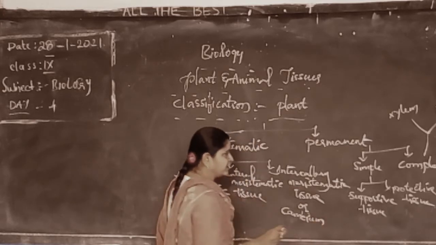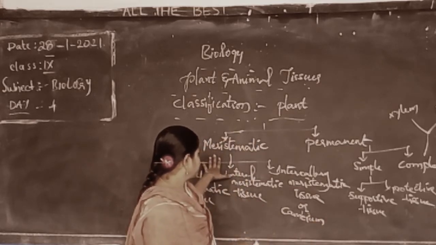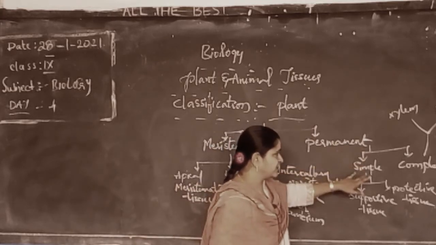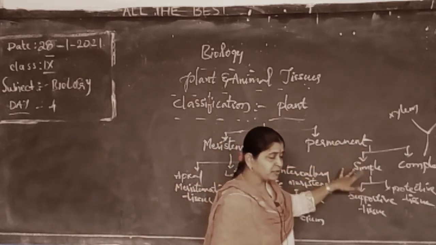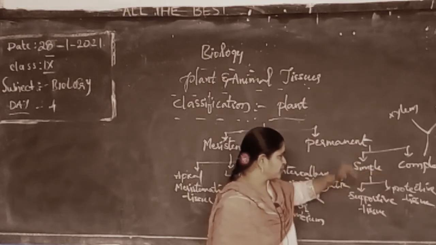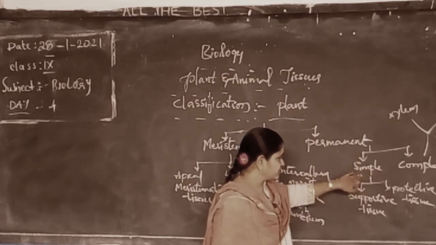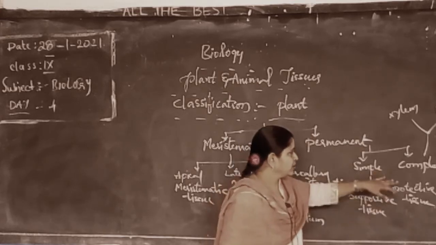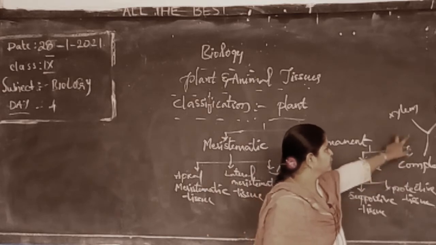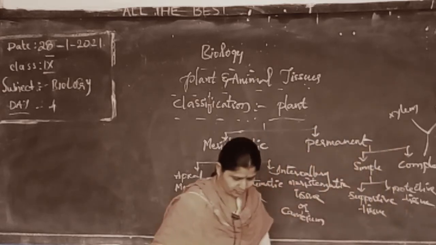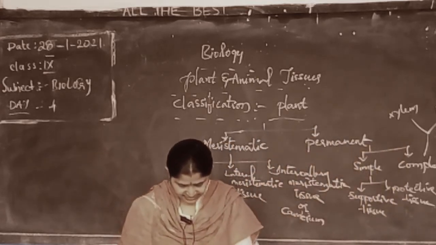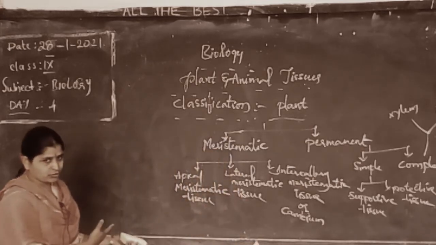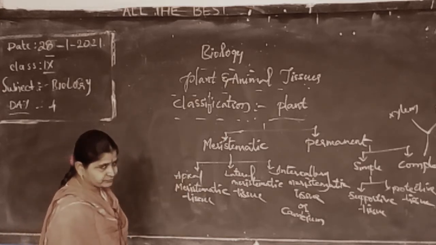Again, this meristematic tissue is divided into three categories, and permanent tissue is classified into two categories, that is simple permanent tissue and complex permanent tissue. Again, the simple permanent tissue is divided into supportive tissue and protective tissue. This complex permanent tissue is divided into two categories, that is xylem tissue and phloem tissue. This is the major category we can see under the plant tissues. Now take down all of this classification.